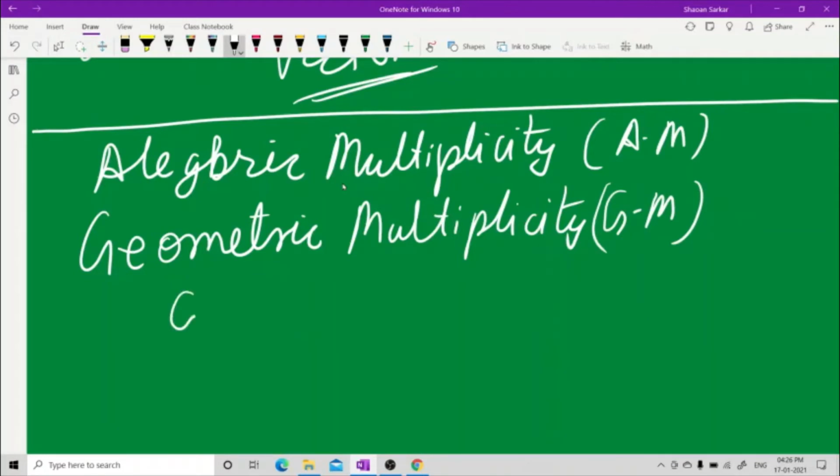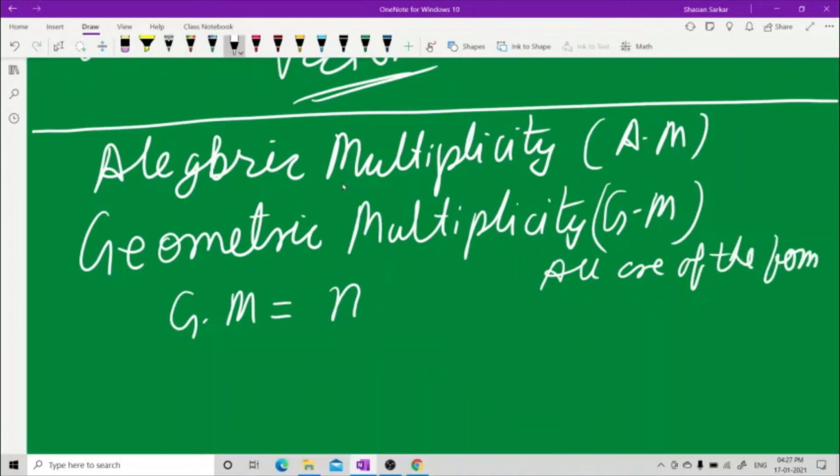Now GM has a formula. GM is the order of the matrix. Remember, always you have square matrices. All matrices are square matrices, all of the form A, n cross n. Remember this.